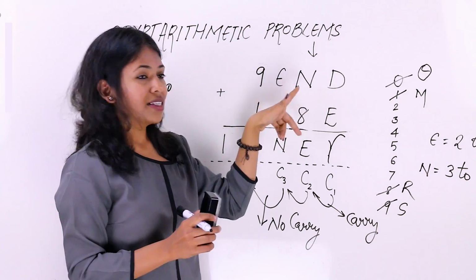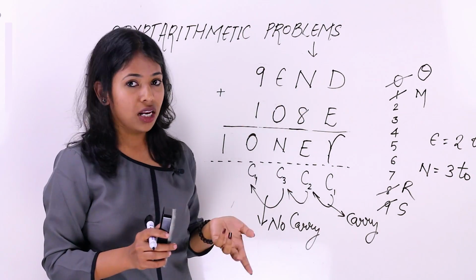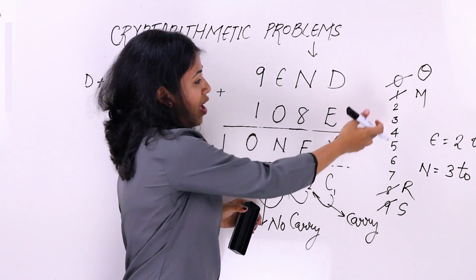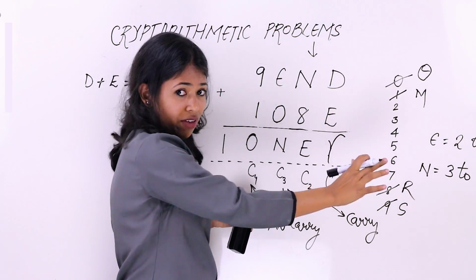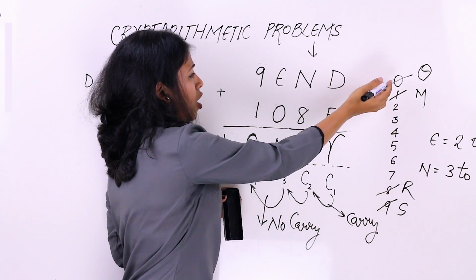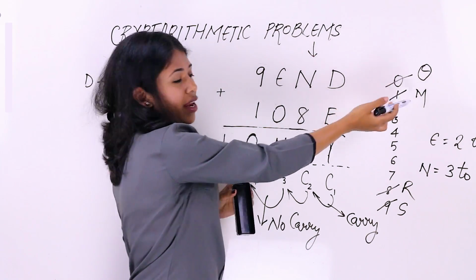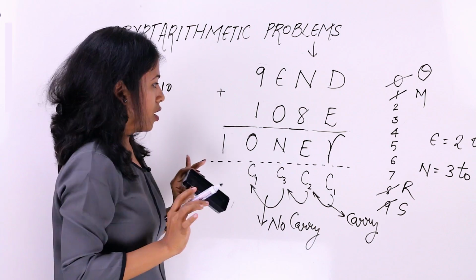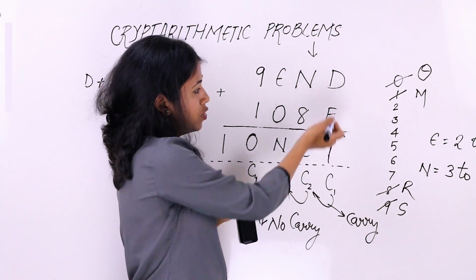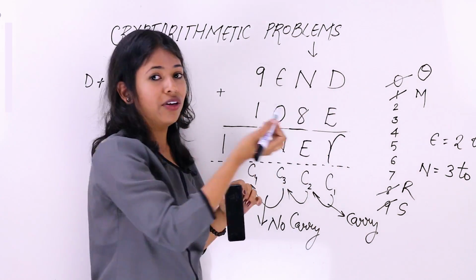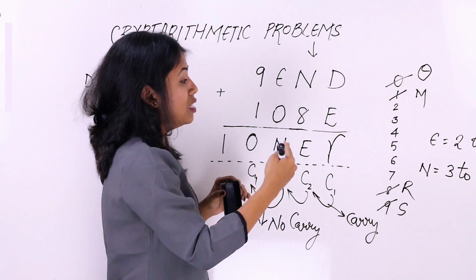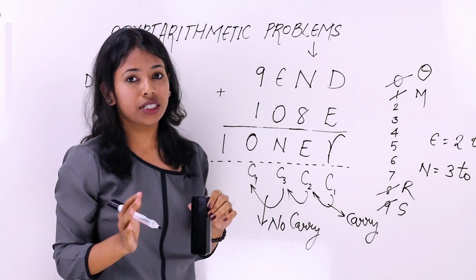We have already seen that the sum of D and E has to be greater than 10, right? So Y can take any value ranging from 2 to 7, but then Y can't take 0 and 1 because O and M have already taken the values 0 and 1. So the minimum sum which you can get out of D and E will be 12, and the maximum sum which you can get is 13.